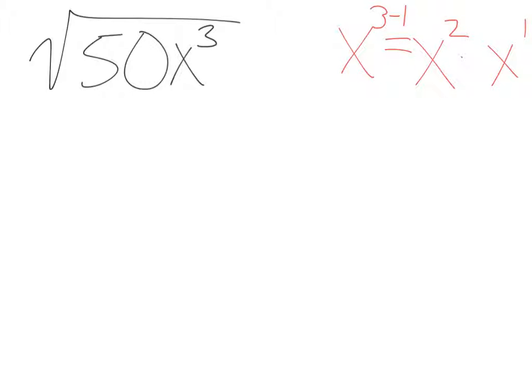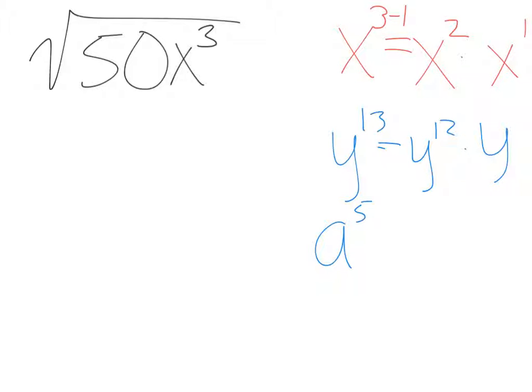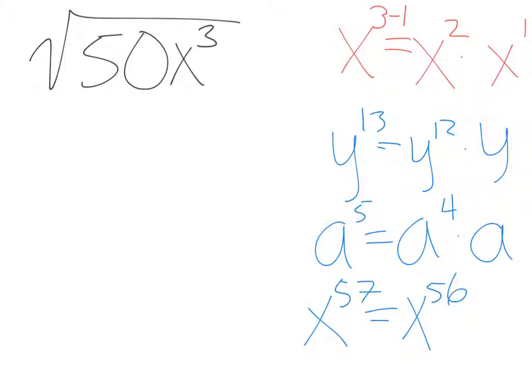So a few extra examples of that. If I had y to the 13th power, I'm going to split that up into y to the 12th and y. And I'll explain why we are doing that in just a second. If I have a to the 5th power, I'm going to split that up into a to the 4th and a. If I have x to the 57th power, I'm going to split that up into x to the 56th and x. The reason I'm doing that is because we cannot take the square root of an odd exponent.